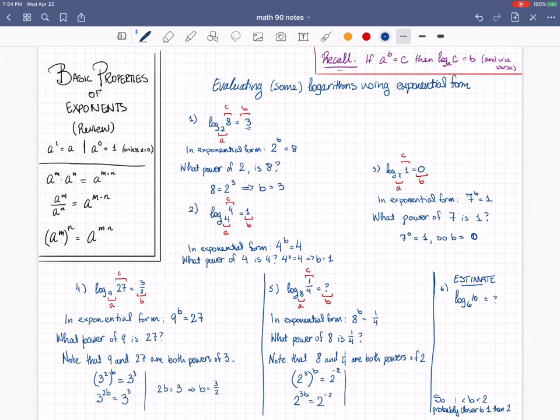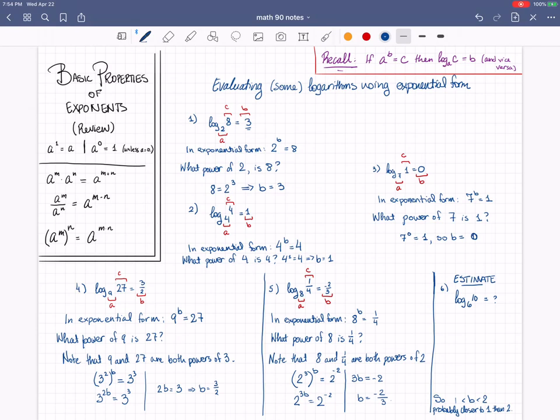And then if two powers of 2 are equal, that must mean that the powers are equal. So 3b is -2. Divide both sides by 3. So b is -2/3. So if we want to go back here and erase our question mark, we can write that log base 8 of a quarter is -2/3.